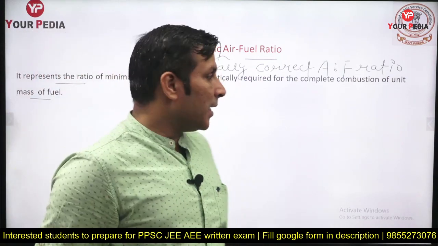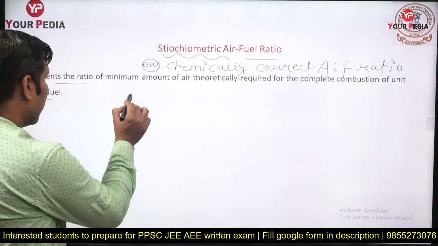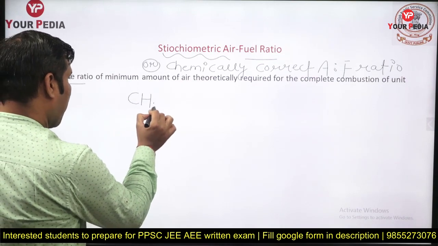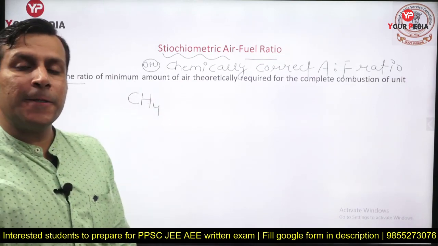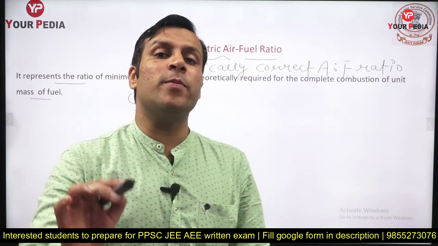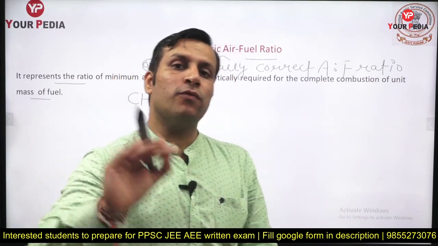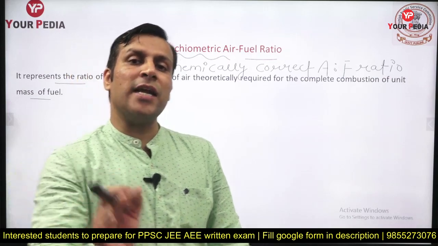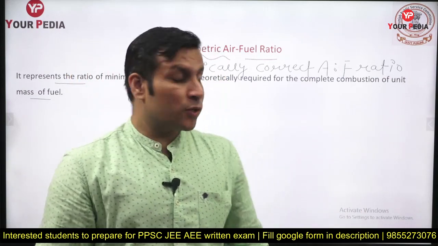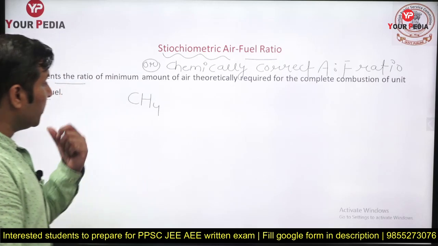For example, let us take methane, CH4. So we want to find out the stoichiometric air fuel ratio for methane. How much air is required for the complete combustion of 1 kg methane? That is known as the stoichiometric air fuel ratio for methane. So guys, we are having methane. The chemical formula for methane is CH4.